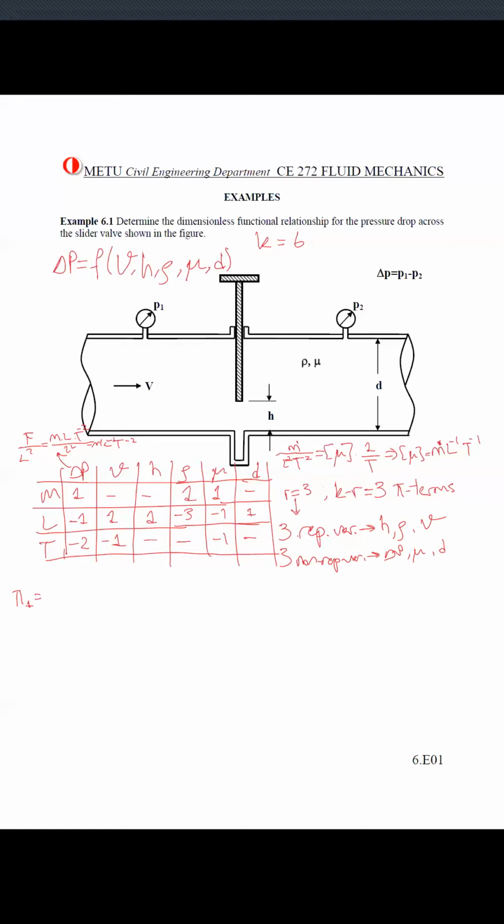Pi 1 will be delta P times H to the A1, V to the B1, and rho to the C1. Pi 2 will be mu times H to the A2, V to the B2, and rho to the C2.